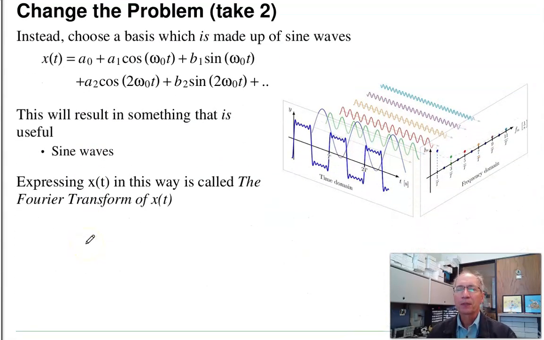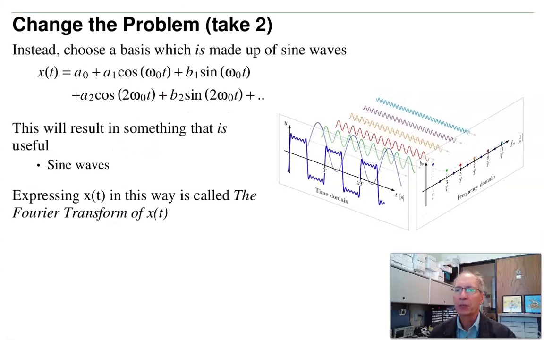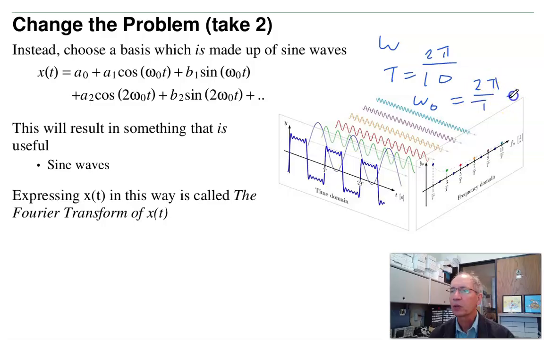Let's try that again. Rather than using a power series, let's use a bunch of sine waves. Let's approximate x of t with a DC term, first harmonic, second harmonic, third harmonic. Here the period is 2 pi over 10 seconds. The fundamental frequency omega naught is 2 pi over T, or 10.